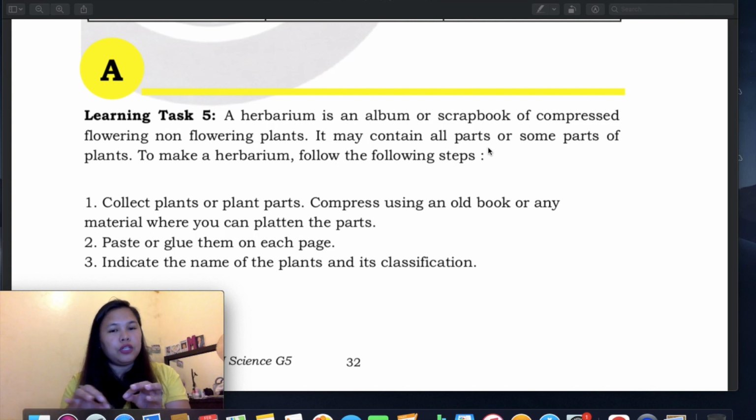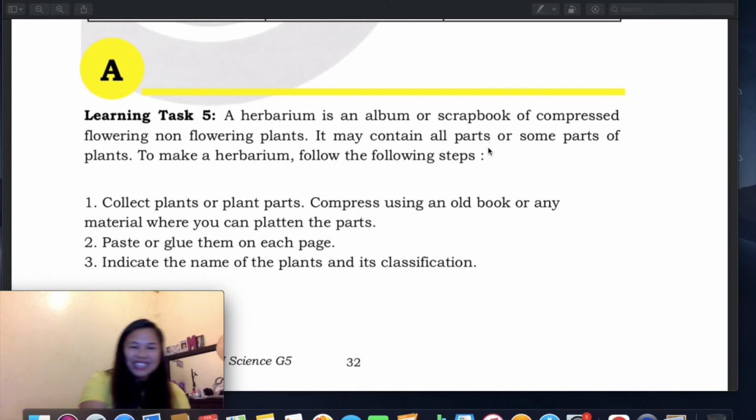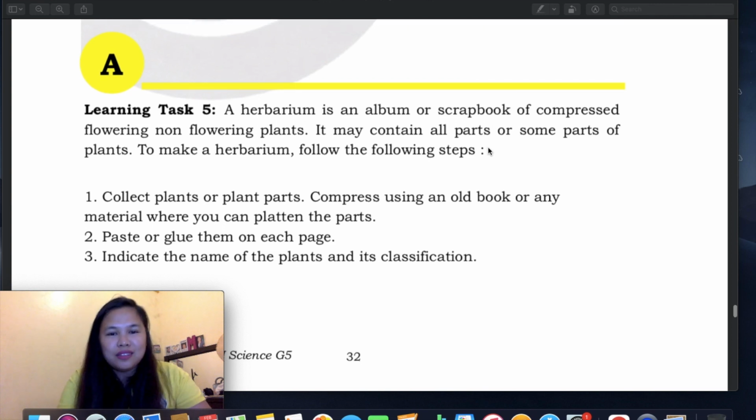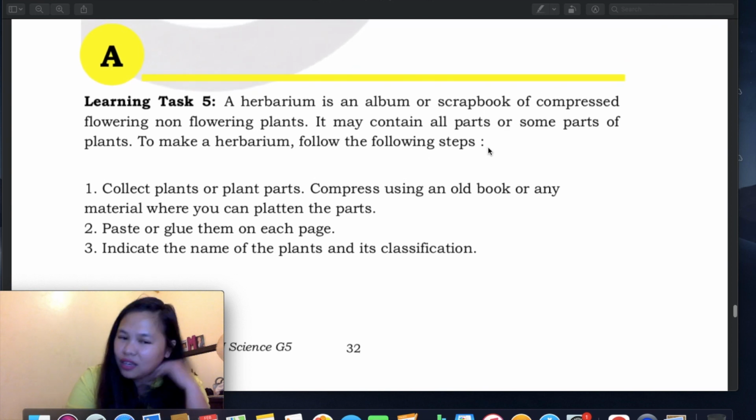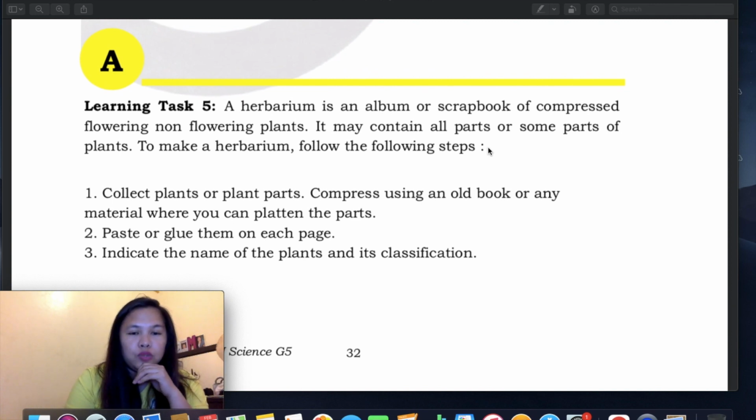So, hindi ko na siya ipapavideo sa mga sa school ko, sa Pasong Buhay 1. Hindi na kailangang i-video nyo kasi ayoko nang ganun. Ayoko magka-issue ulit. Okay, so you have to make your scrapbook which contains the herbarium. Kahit 2 or more plants, 2 plants lang ang igagawa nyo ng herbarium.